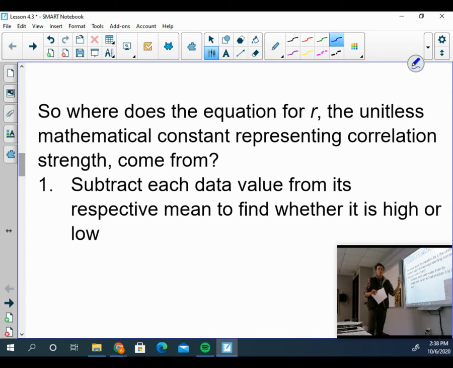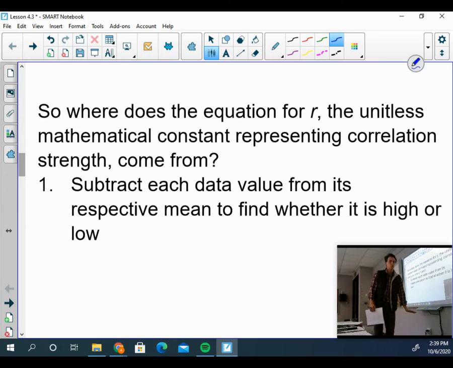But where does the equation for R come from? I've alluded to that there's a way to mathematically quantify what's strong correlation and what's weak correlation. Well, R is the unitless mathematical constant representing correlation strength. In other words, the correlation coefficient. So where does it come from? I will warn you, this is going to be some bulky theory. Do I want you to write it down? Absolutely. This is going to help you understand what a correlation coefficient is.